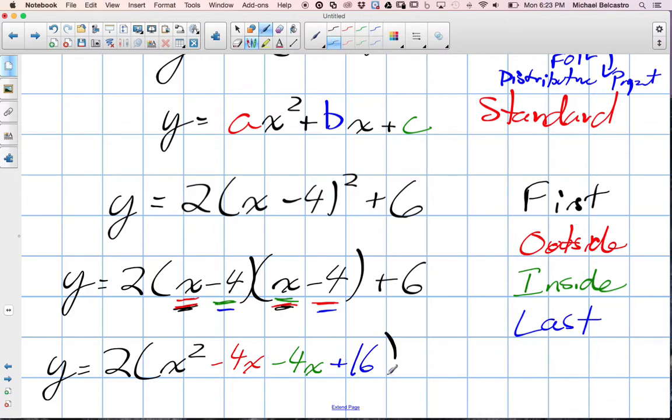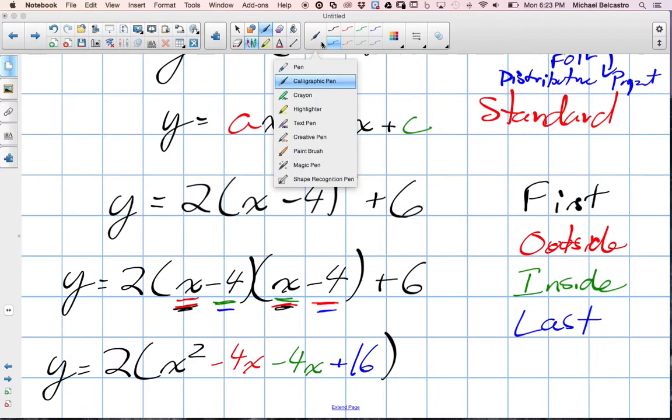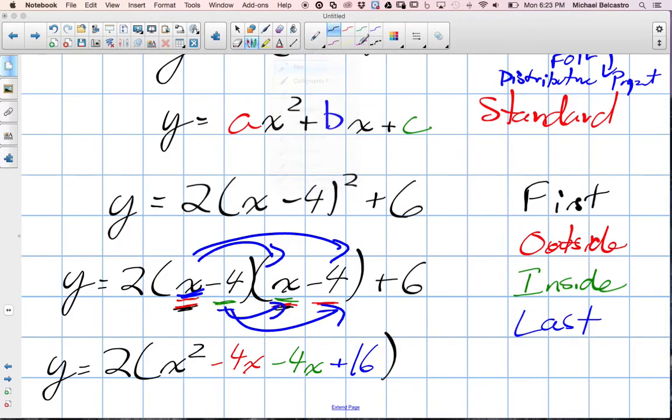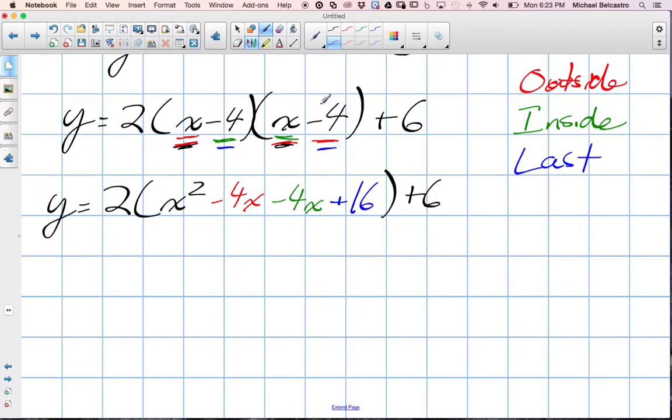Okay. So we've just used FOIL, and again, if you remember, that's kind of what they talk about as a rainbow. You do the first one times both, and then the second one times both. It's the exact same idea, okay? We still have our plus 6 out here. So all we really did was deal with what's inside the brackets, okay? So we're going to continue. We need to collect like terms, and the only two like terms here are negative 4x and negative 4x. So when we simplify in our next step, we have 2 times x squared and negative 8x plus 16 plus 6.